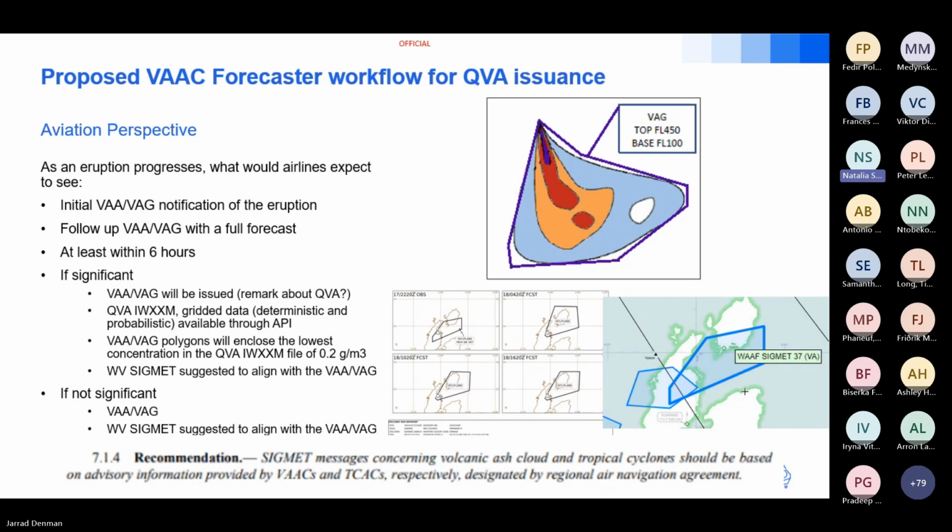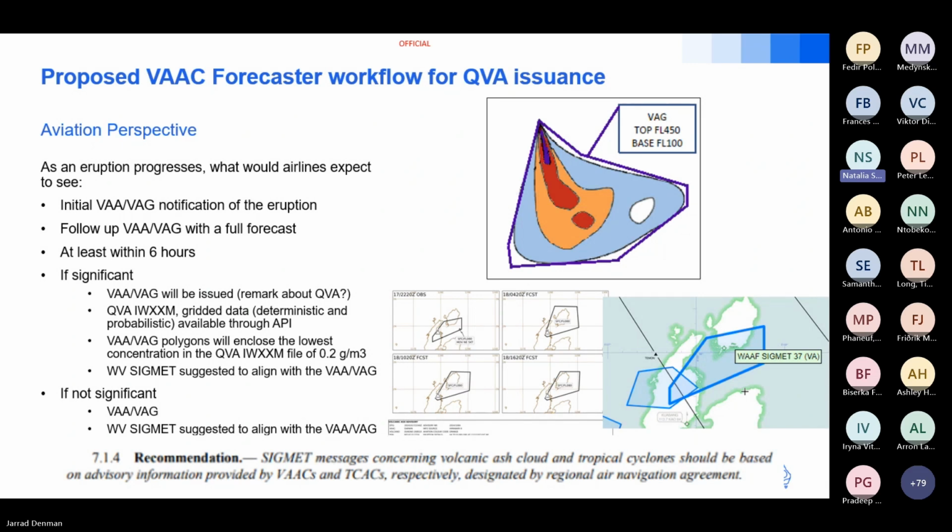If it's significant, you'd then expect to see the volcanic ash advisory and graphic being issued with potentially a remark saying that QVA is also there. You'd then have the QVA IWXM file, gridded data sets, deterministic and probabilistic, available in the API. And then just a reminder again that the volcanic ash polygon will enclose the 0.2 milligram per meter cubed, which is the lowest concentration, and that the volcanic ash SIGMET is still suggested to align with the volcanic ash advisory and graphic, which is in Annex 3.